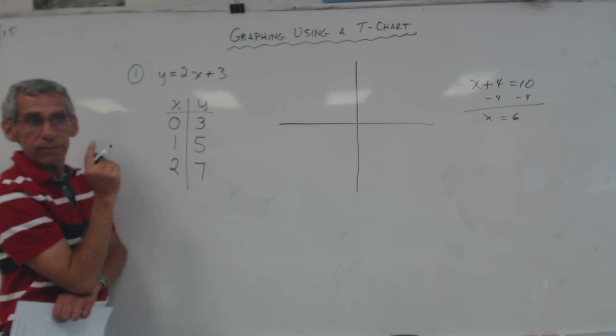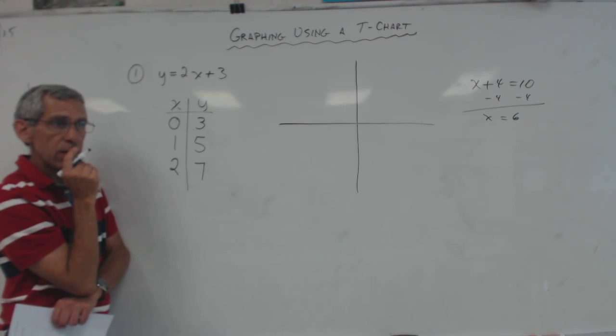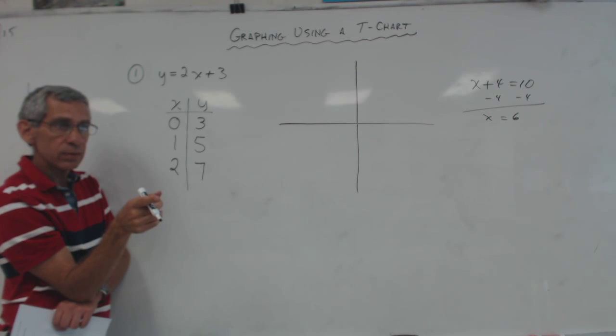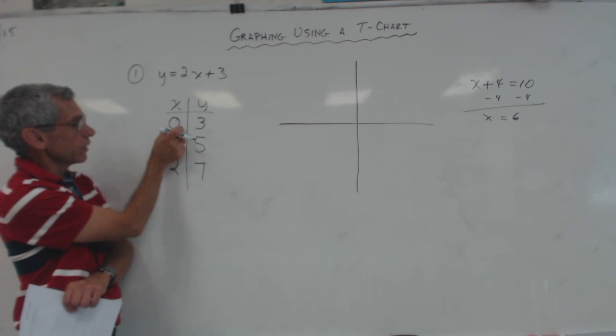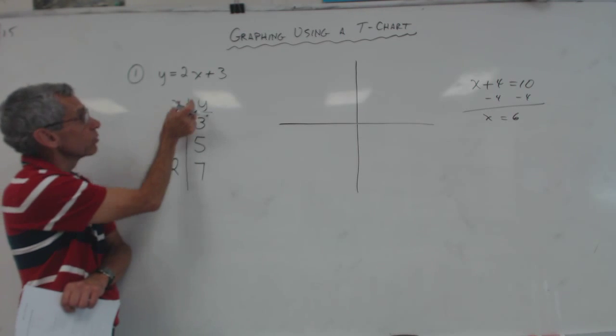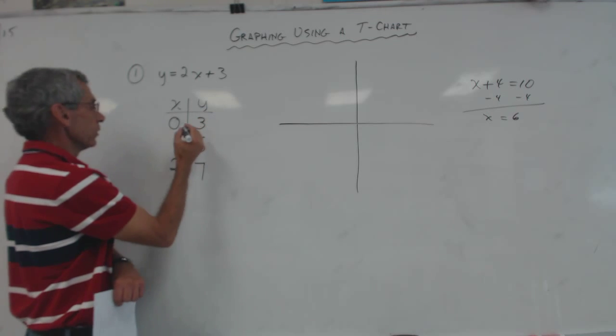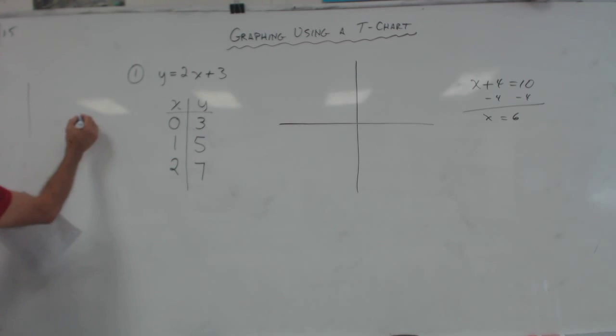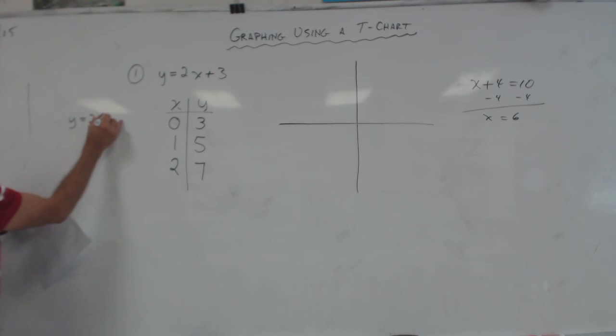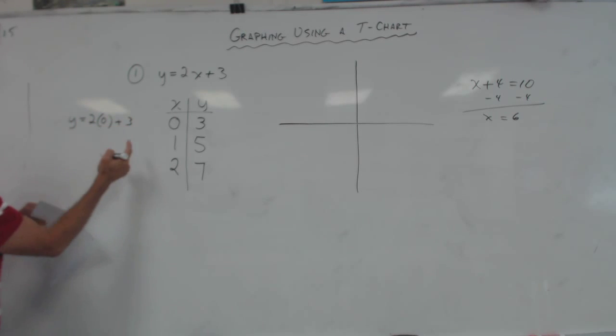Does that make sense to you? T-charts are easier. So all I'm doing is I'm substituting this 0 in for x. In essence, I'm doing it in my head, but this is what I'm doing. I'm writing y is equal to 2 times 0 plus 3.